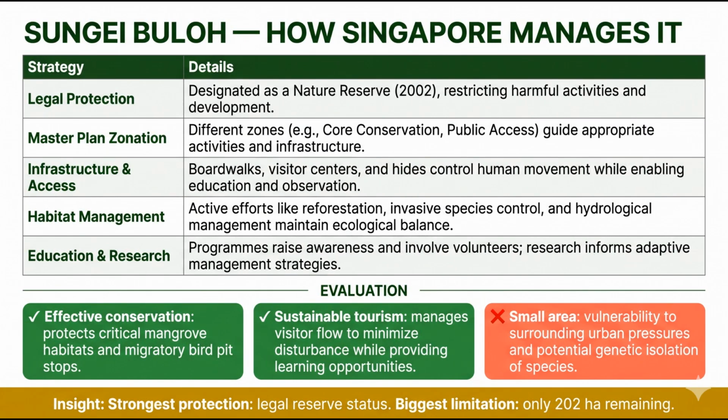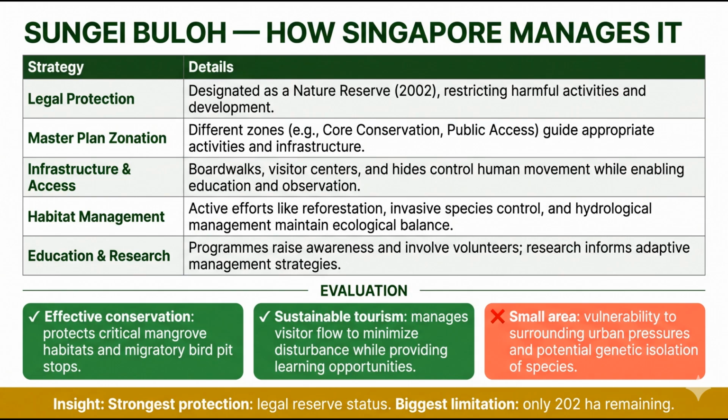Now let's look at how Singapore manages Sungei Buloh, because you will almost certainly need this for evaluation questions. The National Parks Board, NParks, manages the reserve through several strategies. Legal protection: the reserve is designated under the Parks and Trees Act. No development is permitted within the reserve boundary. This is the strongest and most immediate protection. Replanting: NParks actively plants mangrove propagules in sections that have been degraded and monitors survival rates annually.